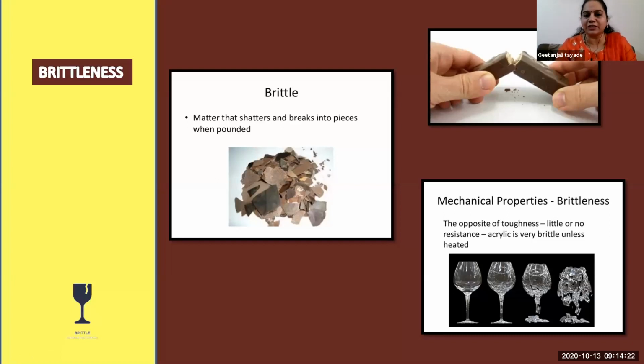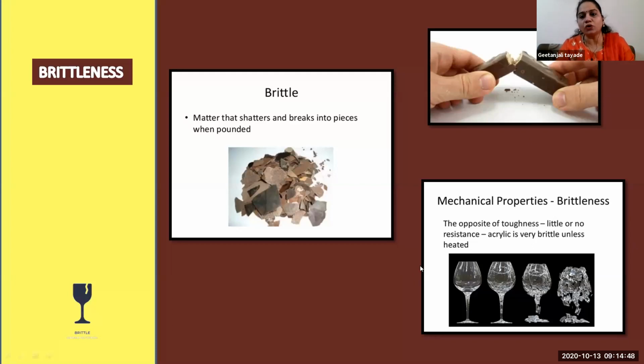Okay, and that substance is called a brittle substance. So which are the brittle substances? Just like pots, which means objects made from soil, and glass material. So these are brittle substances. See, mechanical properties: brittleness is the opposite of toughness. When we say brittle, it means it is the opposite property of toughness.